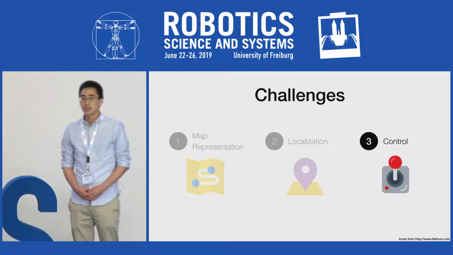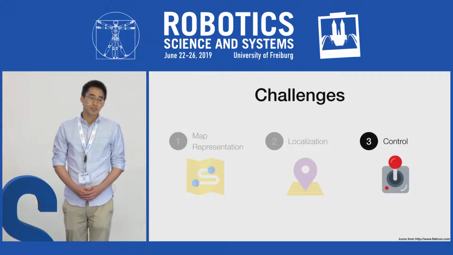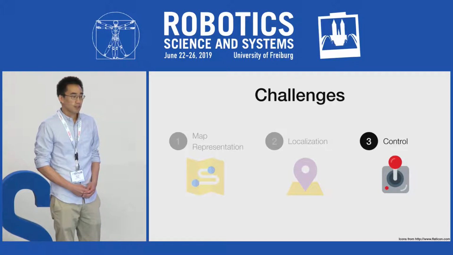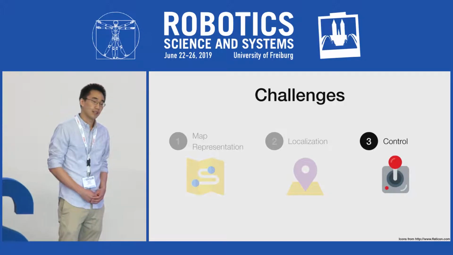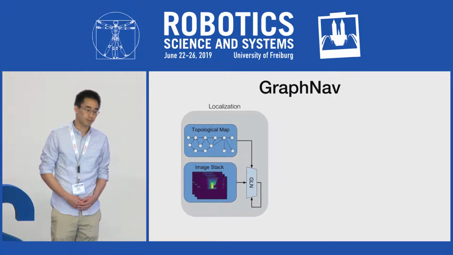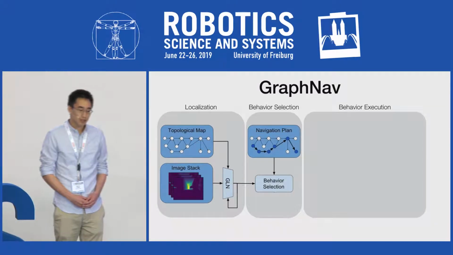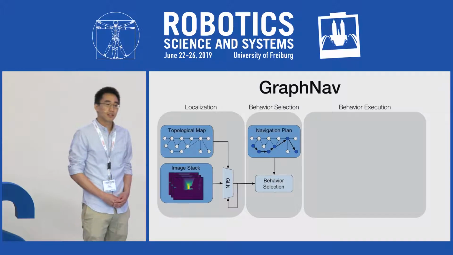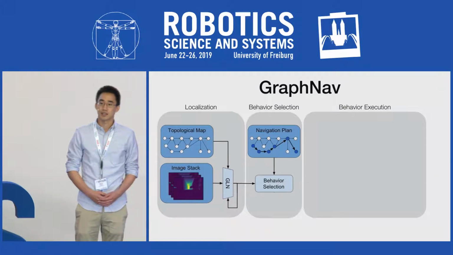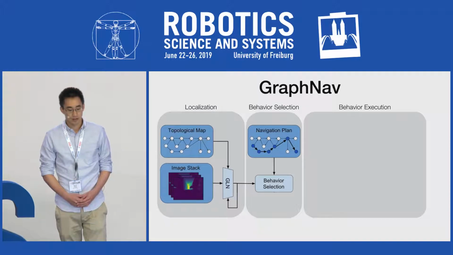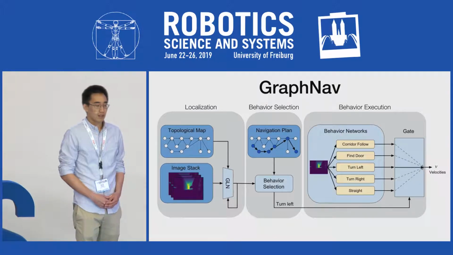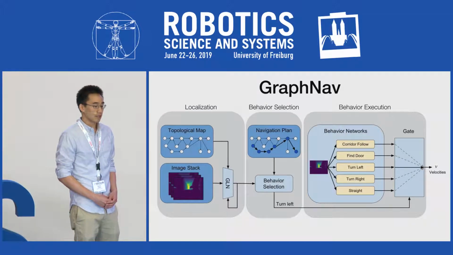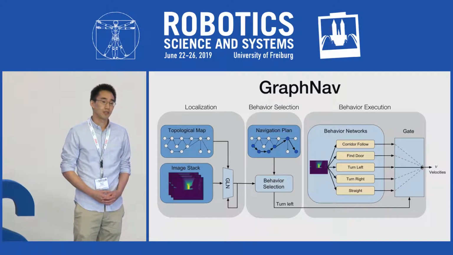Lastly, once the agent has localized itself, the question that remains is, how do we control the robot to effectively follow the navigation plan? Using the localization estimate from the GLN and the navigation plan, we can look up which behavior to execute next. Then, we execute the chosen behavior using a neural network, one for each behavior.